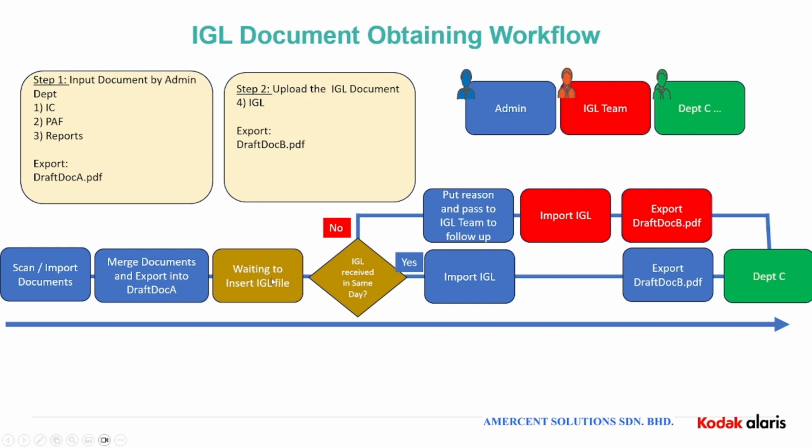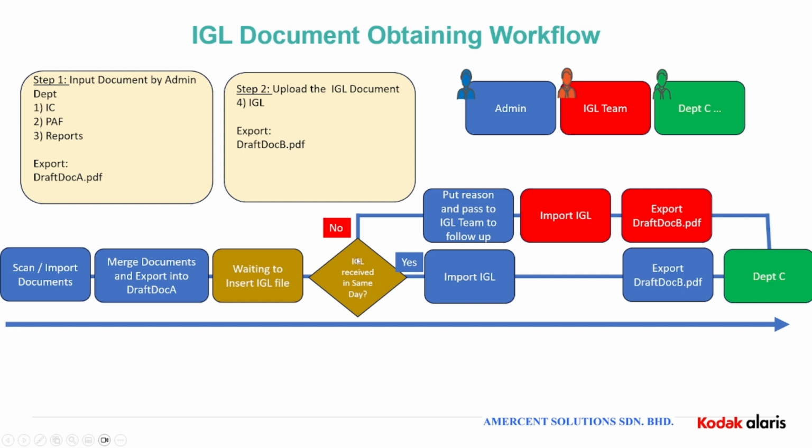Then they have to wait to see whether they receive the initial guarantee letters on the same day. So you can see here there is a waiting process. The admin team is still holding responsibility for this process at this moment. If they receive it, they will just import this document within the same batch, and then do the second round of export. Draft doc B now has the IC, pre-authorization form and report. They also have the IGLs exported in a single PDF.